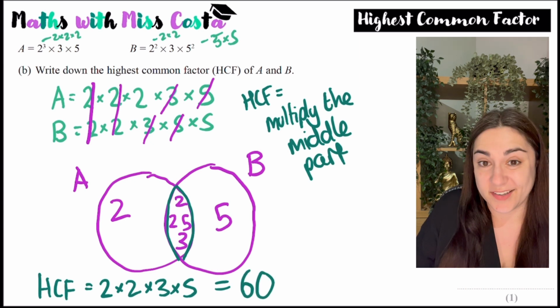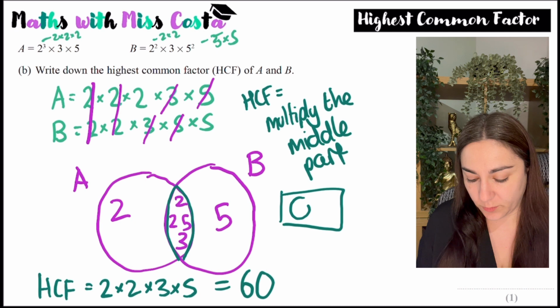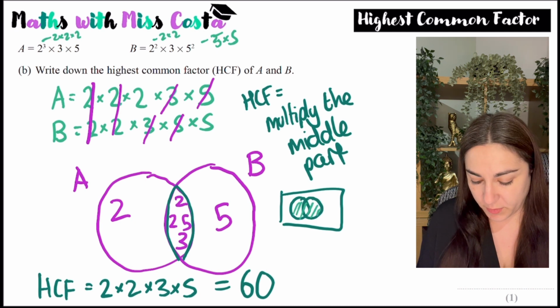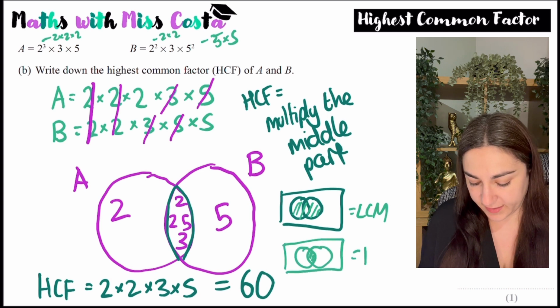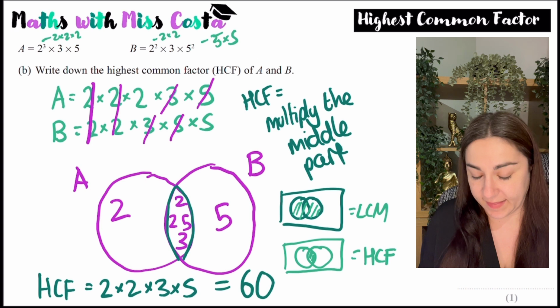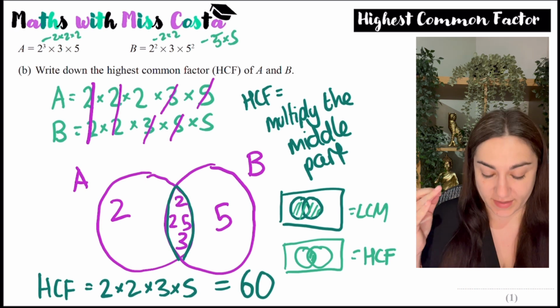So when we use the Venn diagram method, just a quick recap, you split everything up, and to get the lowest common multiple, you multiply everything in the Venn diagram. To work out the highest common factor, you just multiply everything in the intersection, in the middle bit, in the crossover.